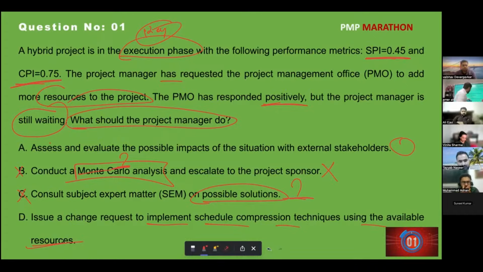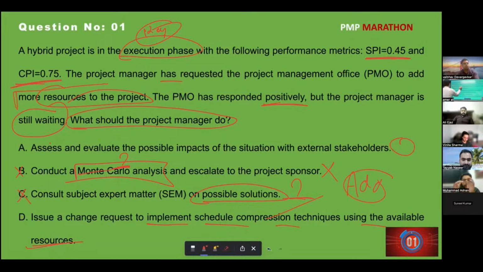But D is better. Since I have discussed with the PMO and they have agreed, I need to formally raise a change request. I cannot get a change unless it is approved. So issue a change request that we need to do a schedule compression technique. Adnan, you are saying they don't have resources. He needs to do crashing. That's what this question is all about.